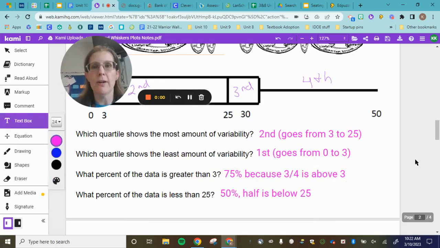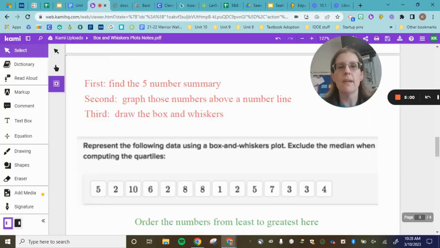Here's a chance to write those down if you missed them. Now we're ready to actually make a box and whiskers plot so you understand how they are created. First, you find your 5-number summary, then you graph those points above the number line, and then you draw the box and whiskers plot.